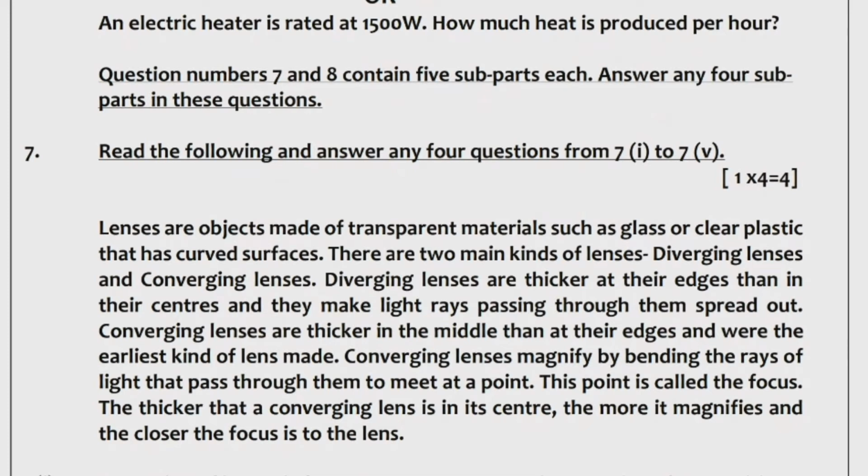Converging lenses magnify by bending the rays of light that pass through them to meet at a point. This point is called the focus. The thicker that a converging lens is in its center, the more it magnifies and the closer the focus is to the lens.